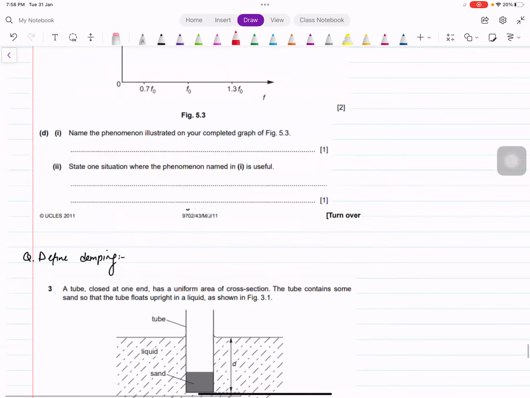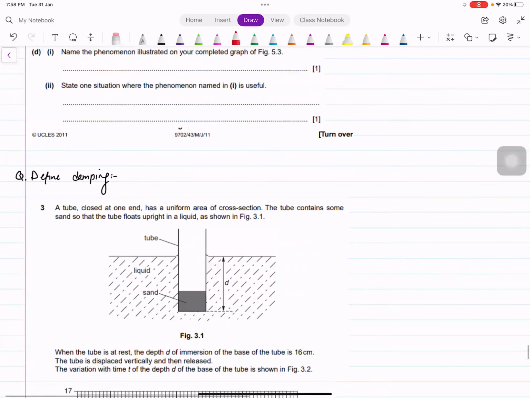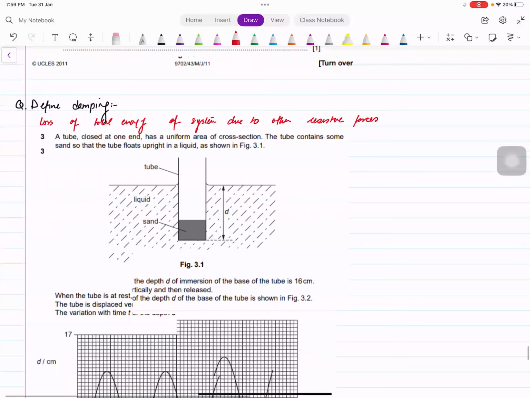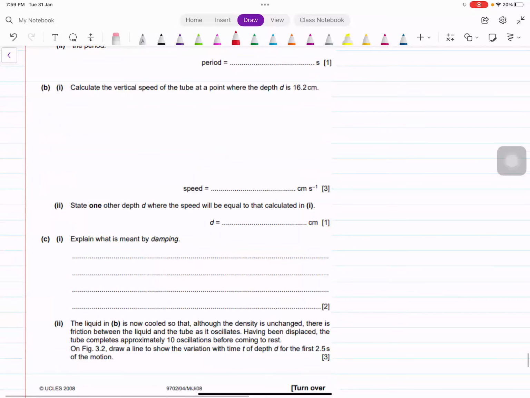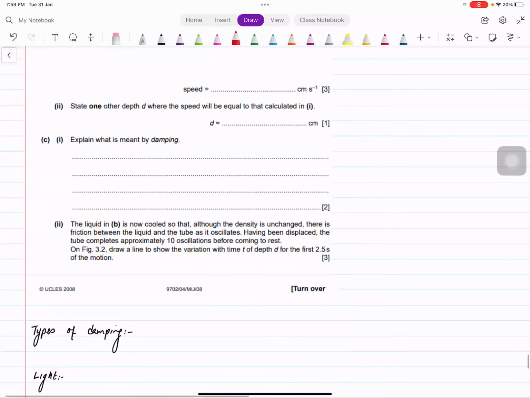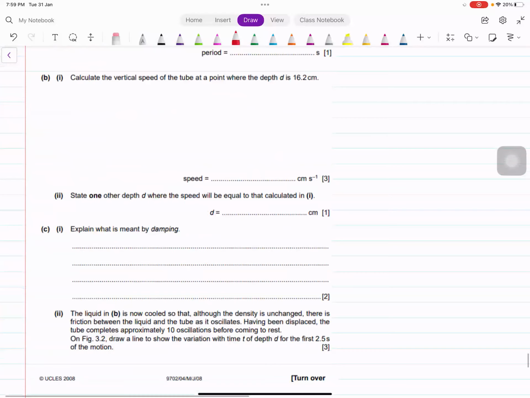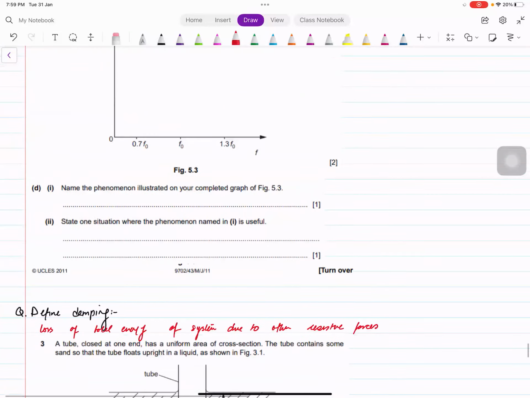So damping, I don't know why it's up, but I'm going to write it. Damping is the loss of total energy of the system due to other resistive forces, okay? So it could be gradual loss. I just want to tell you that there are certain types of damping that we need to learn. Could you repeat the definition again? It's basically loss of total energy of the system due to other resistive forces, okay?